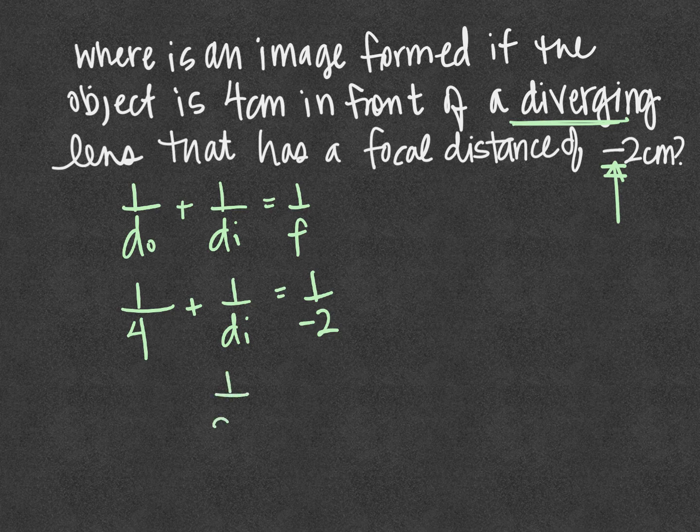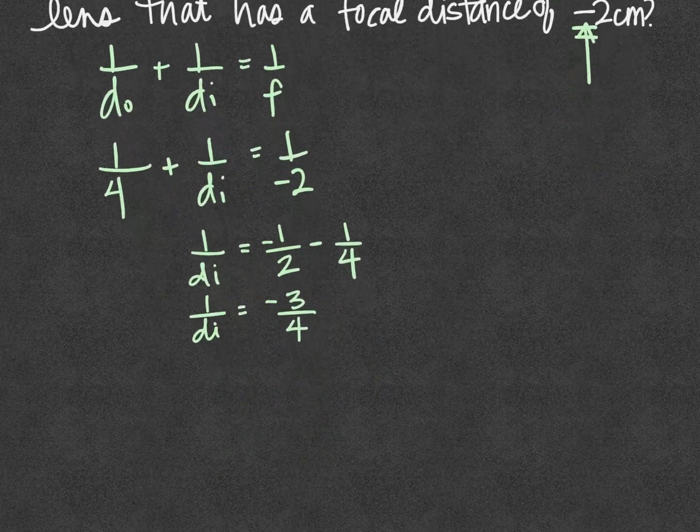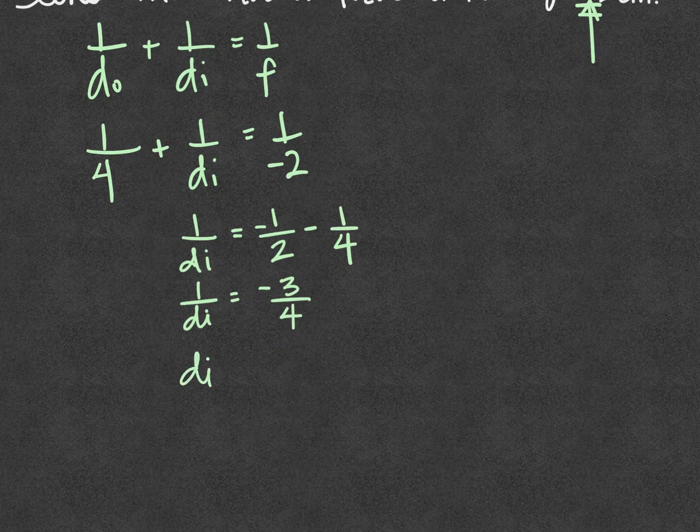So then 1 over dI would be equal to negative 1 over 2 minus 1 over 4. 1 over dI is equal to -3 over 4, and then the inverse, dI, would be equal to -4/3. So again, this dI would be -1.33 centimeters. So what does this mean about the image location?